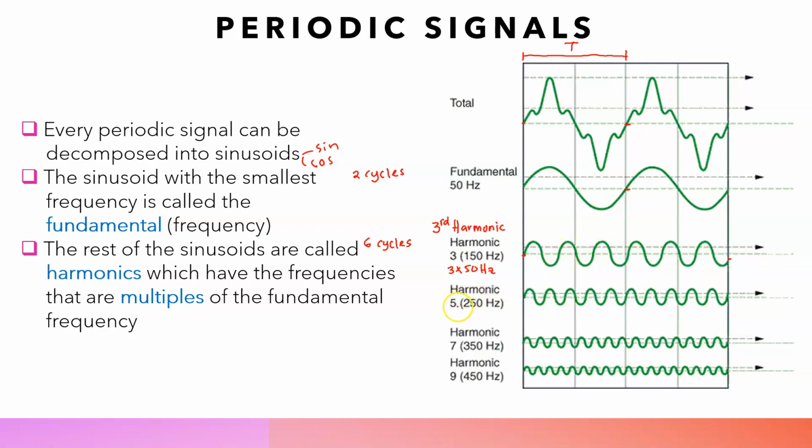This one is harmonic 5, or the fifth harmonic, because its frequency is 5 times the fundamental frequency. Similarly, the cycles will also be 5 times 2, so you will have 10 cycles from here until here. This is what we mean by harmonic. The signal with the smallest frequency is the fundamental, and the rest are called harmonics, and their frequencies are integer multiples of the fundamental frequency.